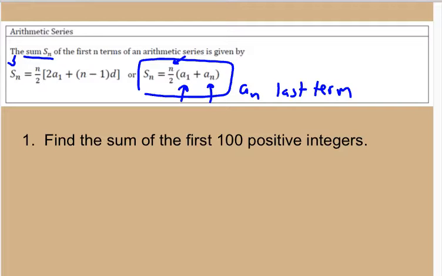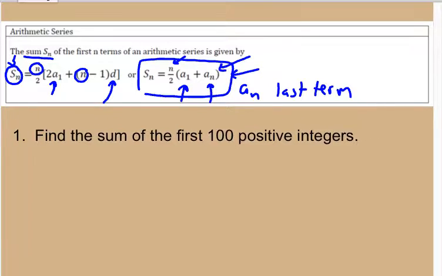In the first one here, we have a sub 1. You're actually multiplying it by 2. We have n right here and we have n right here again. So you're going to need n for both of these formulas. The difference is the common difference, d. For the first formula, S sub n, you need the d. In the second one, you don't need d, but you do need the last term, a sub n. So it depends on what you're given, which formula you're going to use. If you have everything, the most common one people use is this second one because it's a little bit easier to use.